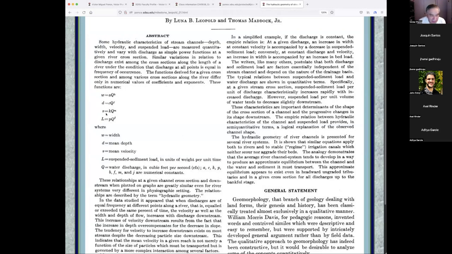But at any rate, these are the values, where W is the width, D is the mean depth, V is the mean velocity, and L is the suspended sediment load. And Q is the discharge. And A, K, all the variables, coefficients and exponents that you see in there are empirical, and they need to be determined by resorting to data. Fortunately, by the time that these two gentlemen did this in 1953, there was about 80 years of data that the Geological Survey had put together. Interestingly, the Geological Survey was an agency that I believe was created in the year 1887.